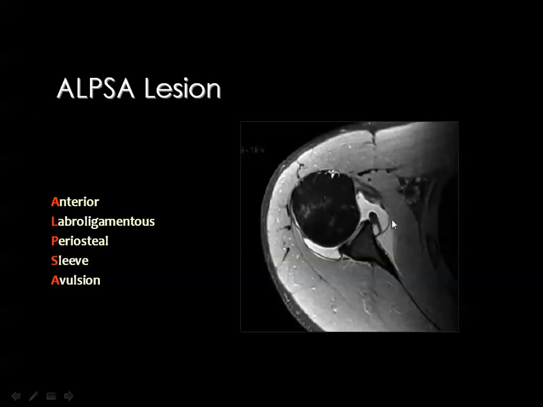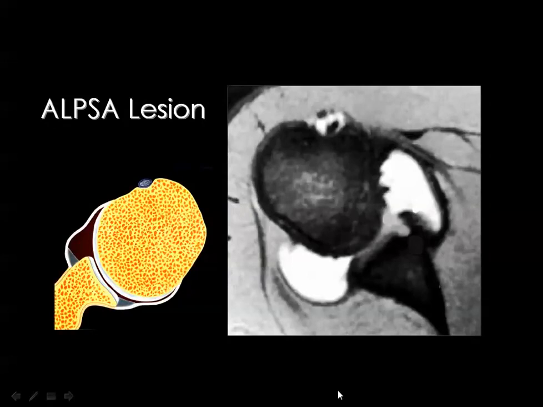This is an example. The anterior labrum is torn, it is displaced medially while the periosteum is still intact. Of course, you may appreciate that these lesions are difficult to evaluate without the help of MR arthrogram.